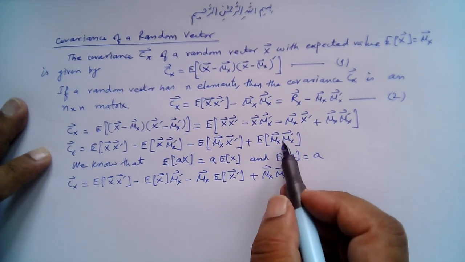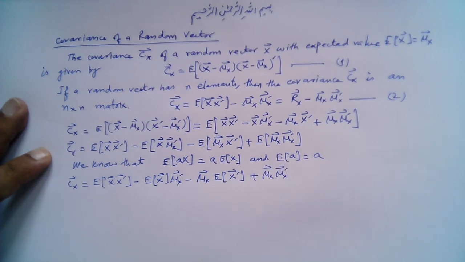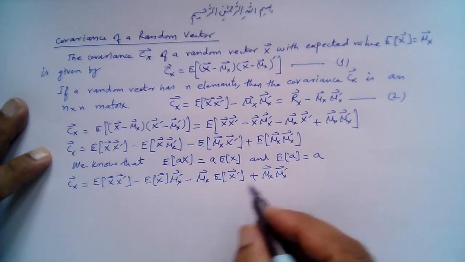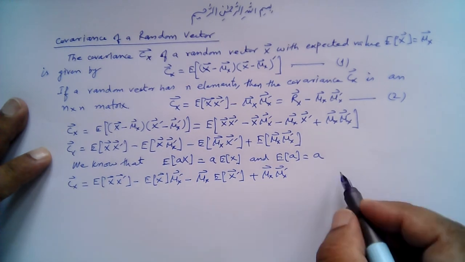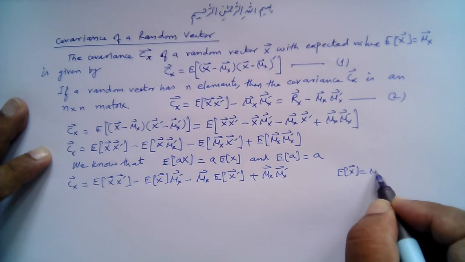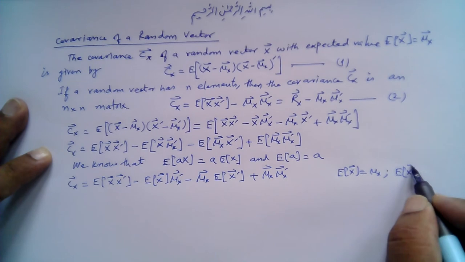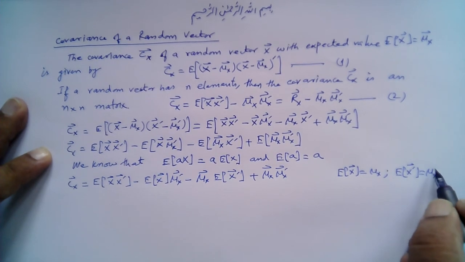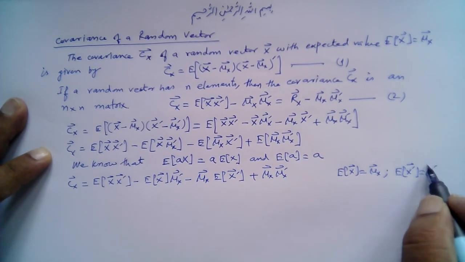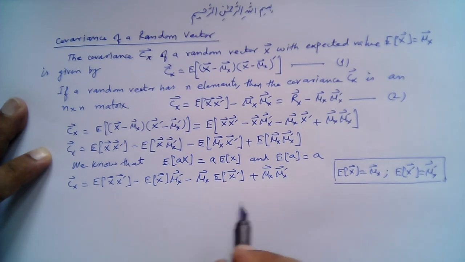Because this is a constant, the expected value of a constant is equal to the constant, right? And we also know that, for example, the expected value of x is equal to mu x, and similarly, the expected value of x dash bar is equal to mu x dash bar, right? So we can use these relationships within this equation.